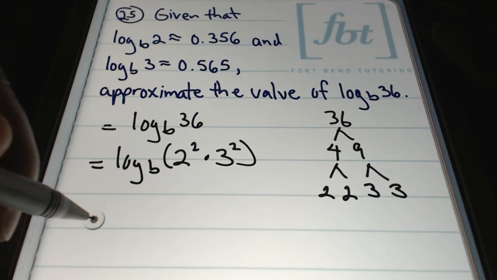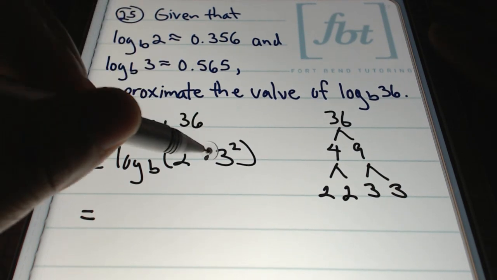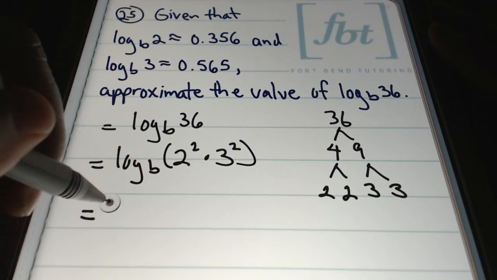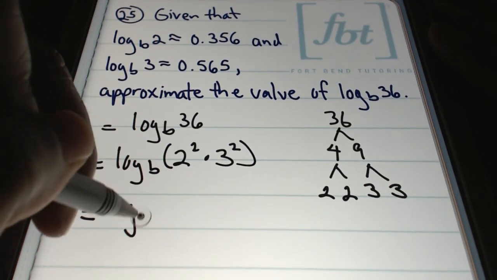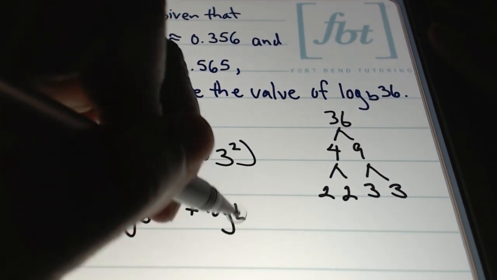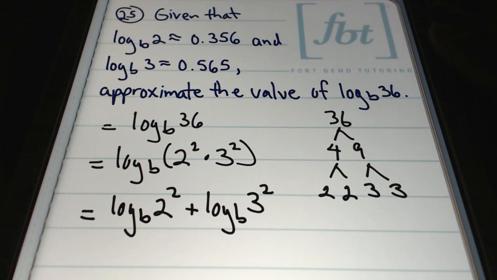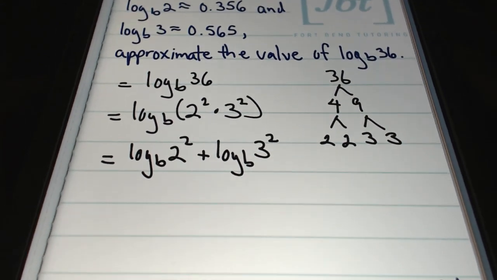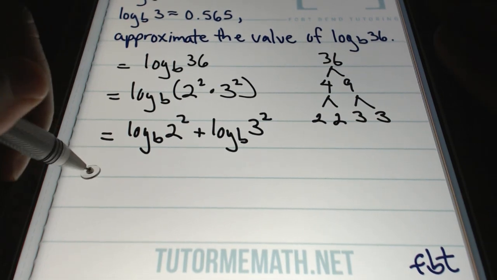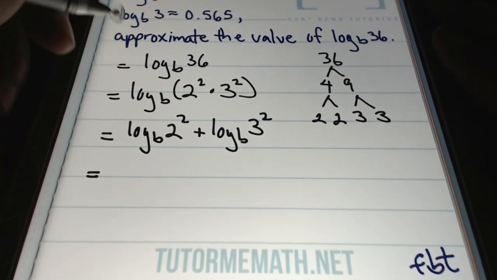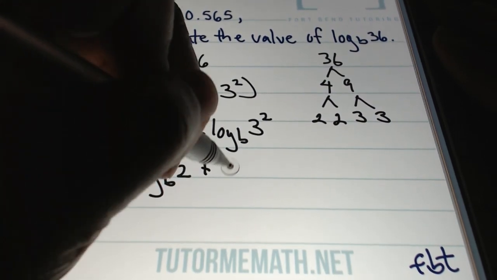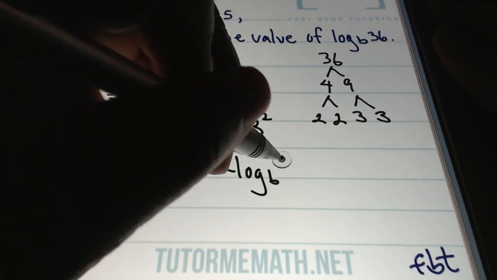And so now, guys, what we'll do is we'll go ahead and expand this using our product rule. Remember, we'll be able to say that this is going to be log base b of 2 squared plus log base b of 3 squared. So this is what we have right now. That being the case, we could bring those exponents down using the power rule as 2 log b of 2 plus 2 log b of 3.